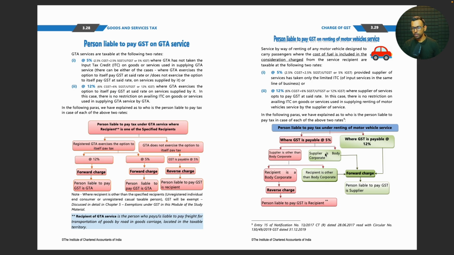Then the third option is if the supplier is a body corporate, and I don't think there will be any ITC here, so they can charge GST at a reduced rate of 5% by foregoing ITC, but then they still have to pay the tax.